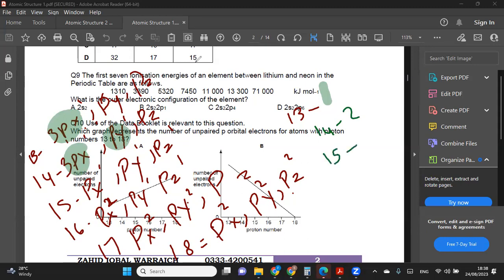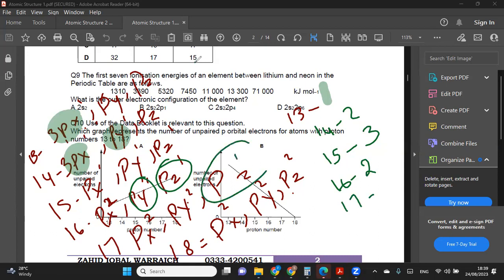What about 15? How many orbitals have unpaired electrons in 15? 3, right? X, Y, and Z. They all have one electron. So all of them have single electrons. All of them have unpaired electrons. What about 16? 2, right? Y and Z. X is no longer unpaired because X has 2 electrons now. And then we have 17. How many in 17, Khadija? 1, the Z one, right? This is the only one. X and Y are now paired. They both have 2 electrons. And what about 18?